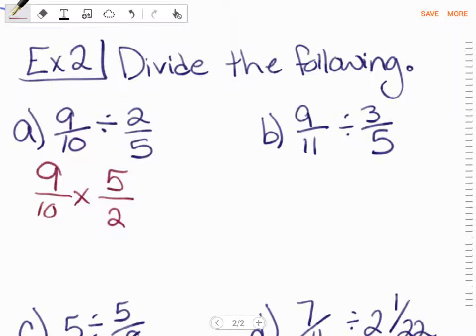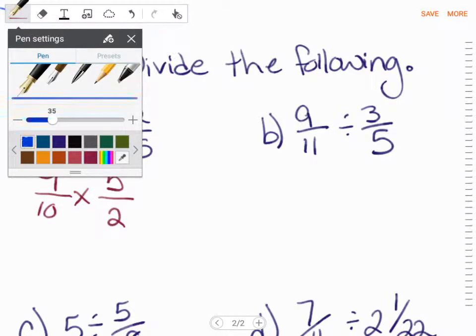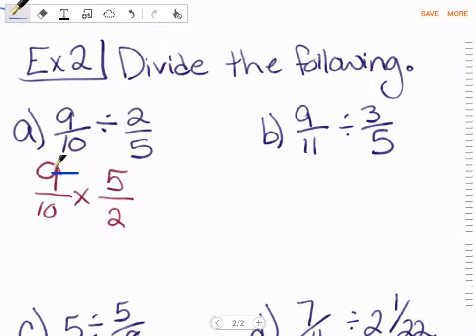Now, when I want to multiply here, I'm just going to treat it like a normal multiplication problem. I'm going to cross cancel if I can. Let's see here, with the 9 and the 2, I don't think there's anything in there that I can divide by other than 1.